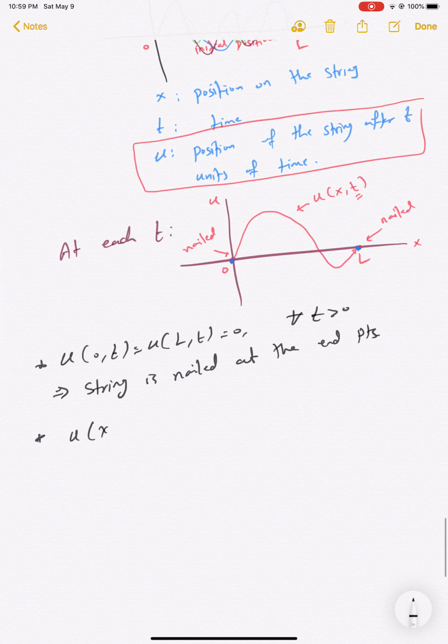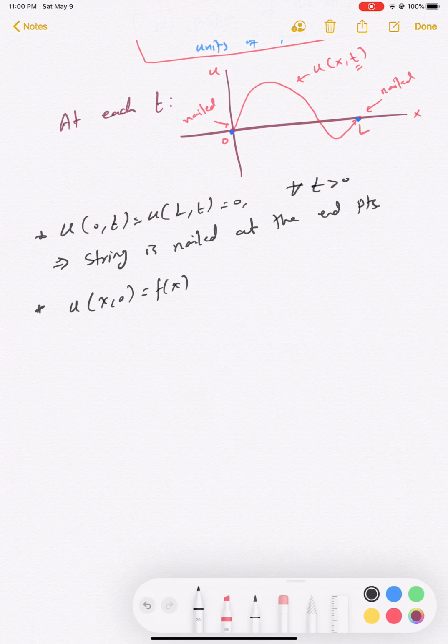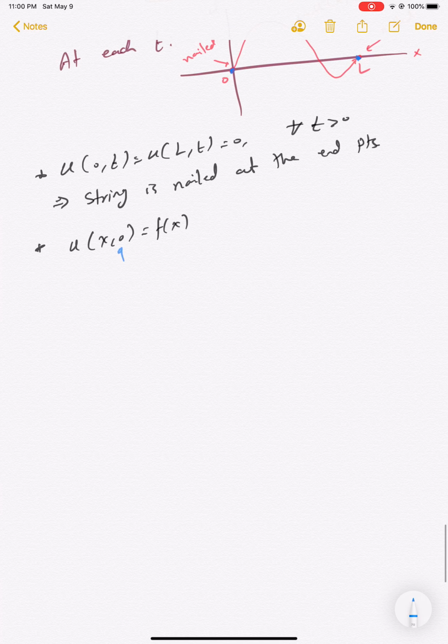What do we mean by u of x, 0 equals f of x? When we say u of x, 0 equals f of x, this 0 represents the time. So it's like saying the time is 0. But remember, when you study any physical phenomena, if t is 0, that means the initial, right? For example, the initial velocity, the initial position, the initial what? Because you're dealing with u, and u describes the position of the string. So basically, u of x, 0 equals f of x represents the initial position of the string.